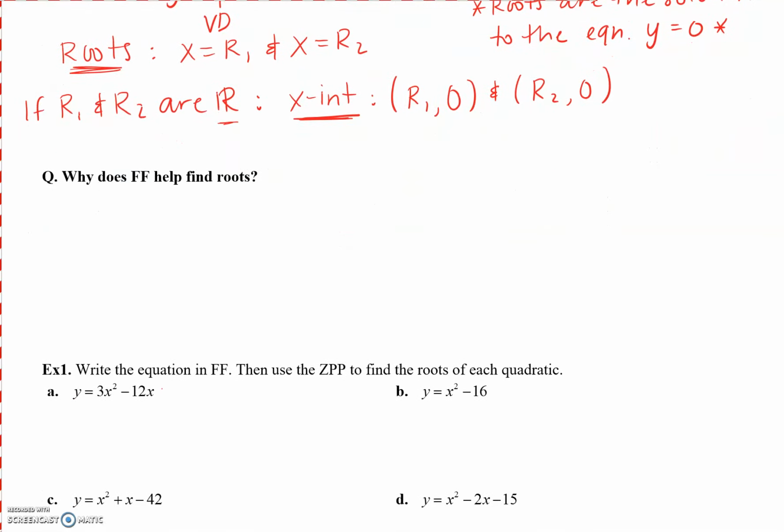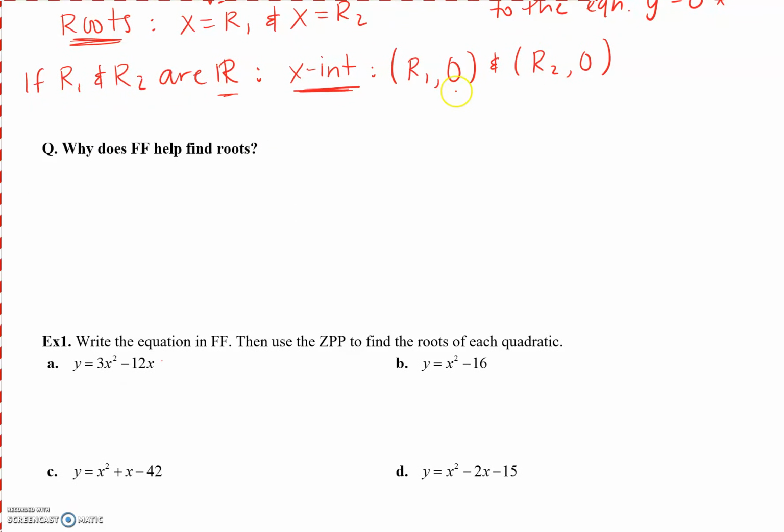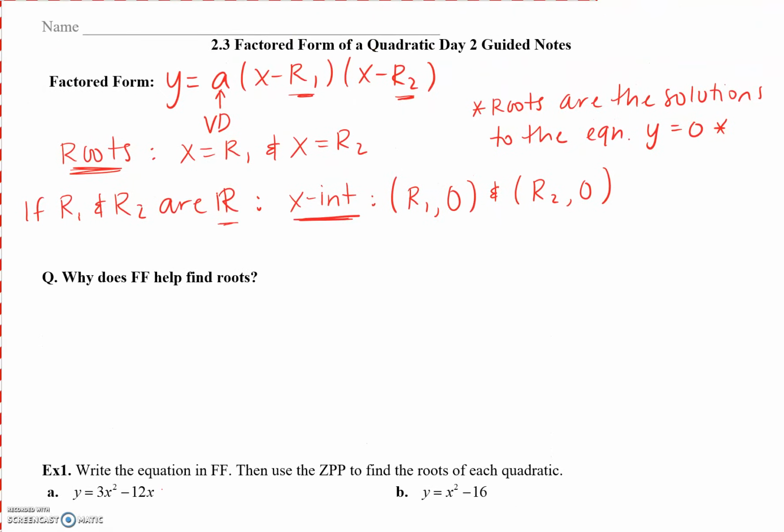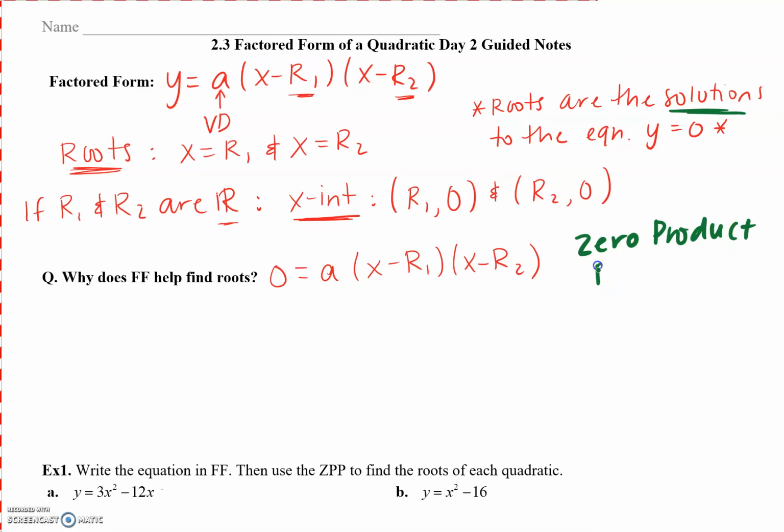All right, so next up, why does factored form help us find these roots? Let's go back and think about when we talk about roots. Roots, we said, were the solutions to the equation y equals 0. So if I take my factored form equation and I set y equal to 0, what we should remember from Algebra 1 is that we can solve this equation by using what's called the zero product property, or maybe you called it the ZPP.